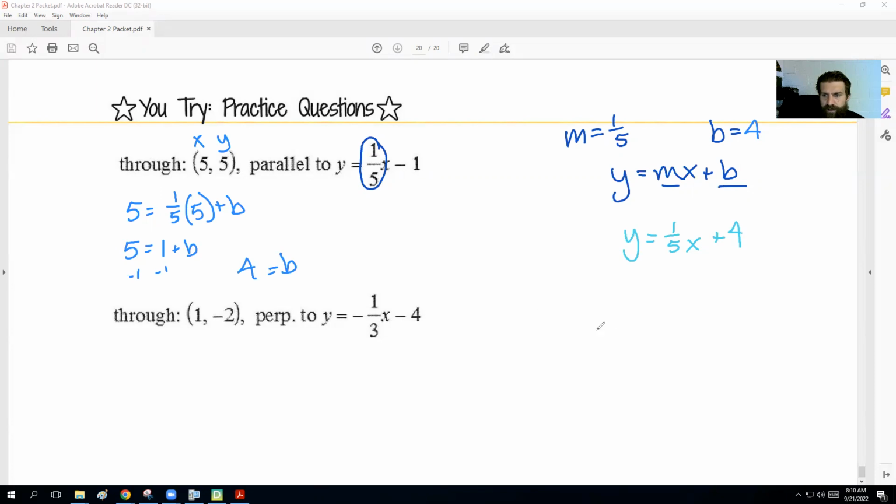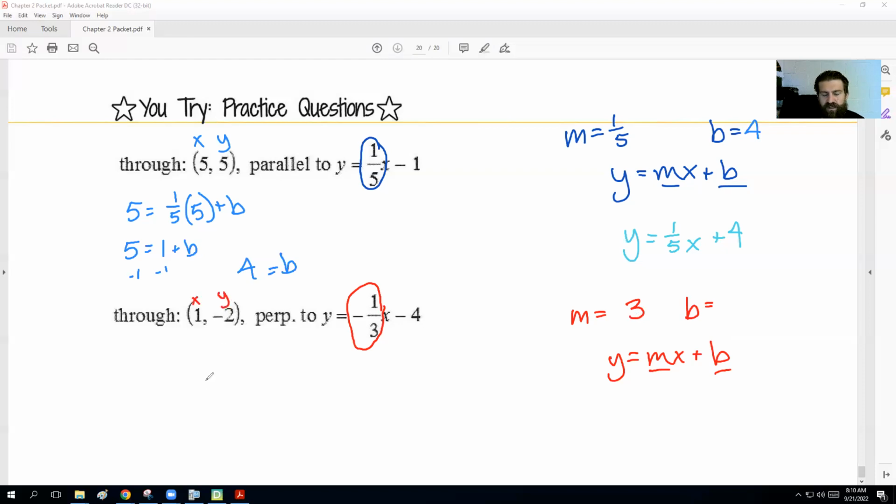All right, on the next one, same thing. We've got to find our m, we've got to find our b, and we're going to plug into y equals mx plus b. All right, so if we have a perpendicular slope of -1/3, we're going to flip that to make it 3/1 and change the sign from negative to positive. So our m is going to be 3.